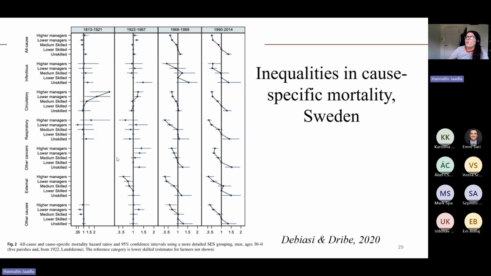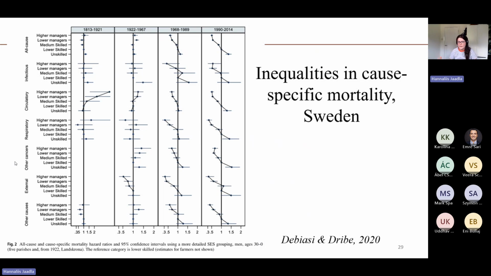But we see that not all causes have the same gradients. It's interesting that in the last period, the gradient is evident almost in all the different causes. Whereas, for example, it's the other way around for other cancers early on, whereas then it kind of switches around. And yeah, less evident, for example, for infectious diseases. And of course, in the later period, infectious diseases are such a rare cause of death. But it gives you a new insight into these kind of changing social gradient patterns.